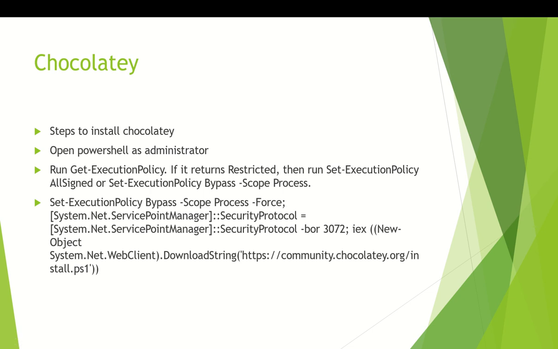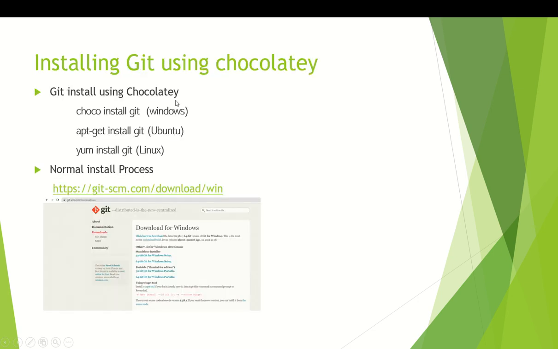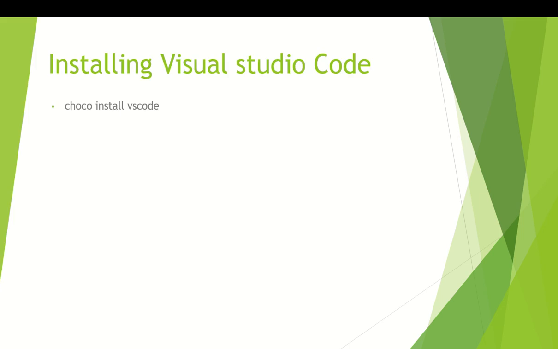So let me take you to the server which I built, and we'll try to install Chocolatey. Then we'll try to install Git using Chocolatey, and then we will install Visual Studio Code.